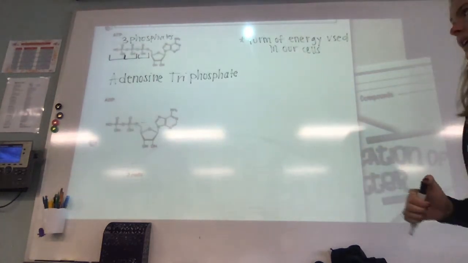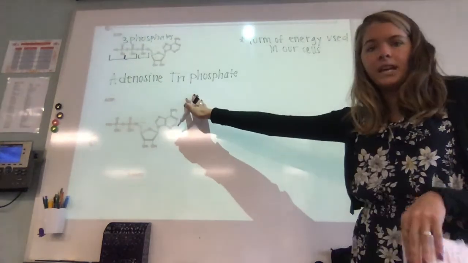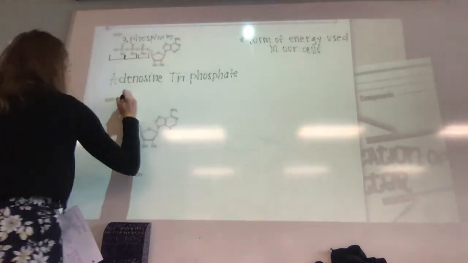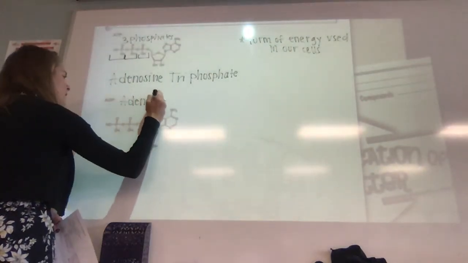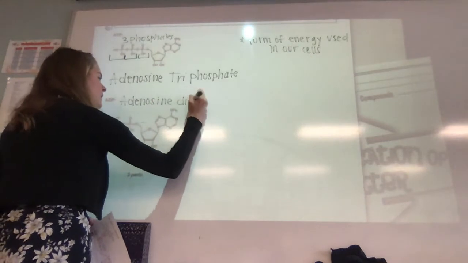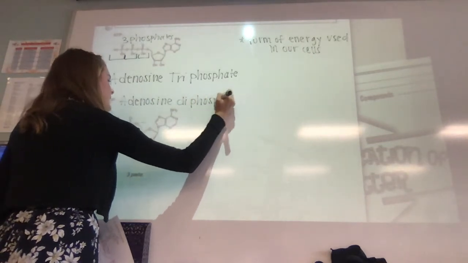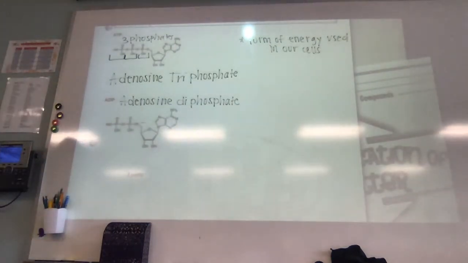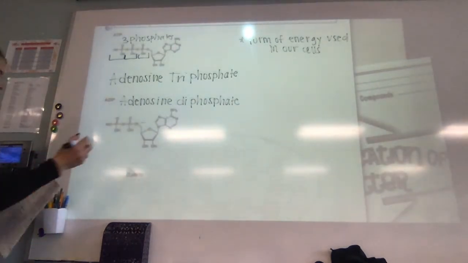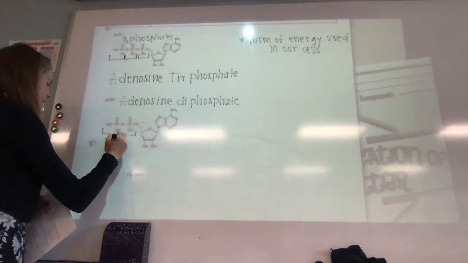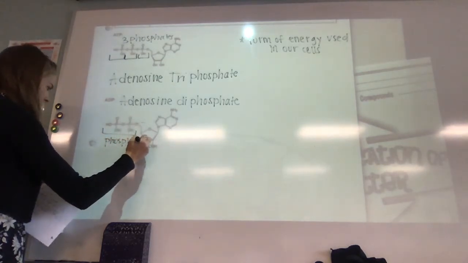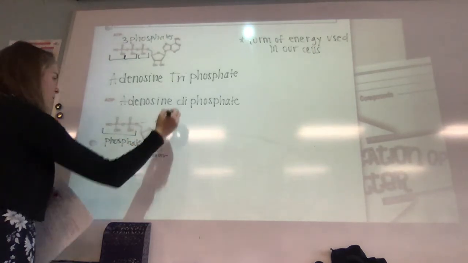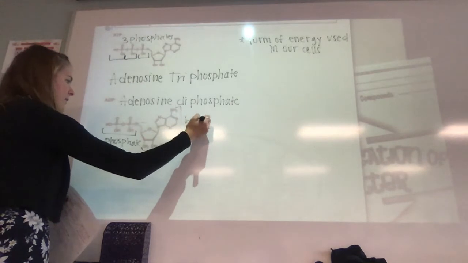If ATP stands for adenosine triphosphate, what do you think ADP stands for? Adenosine diphosphate. We again have 3 different things. We have the phosphates. We have a sugar. And we have our base, which is our adenine.